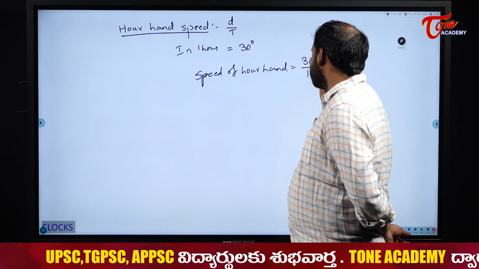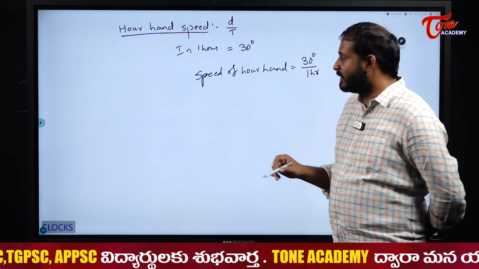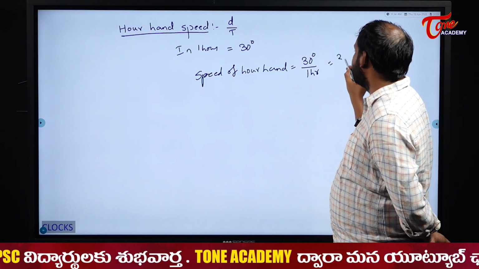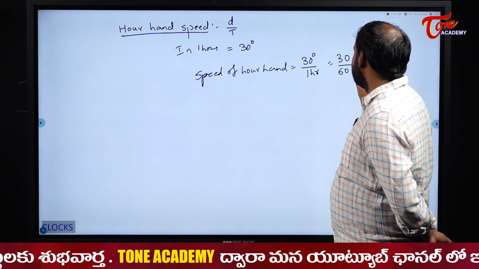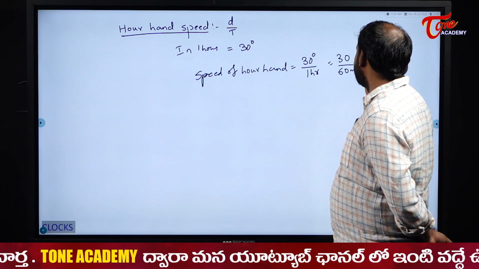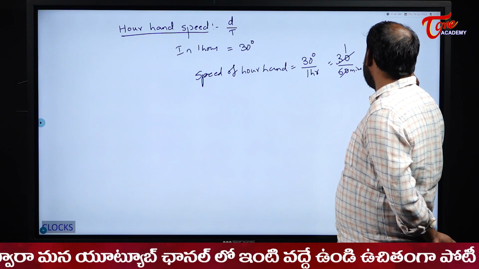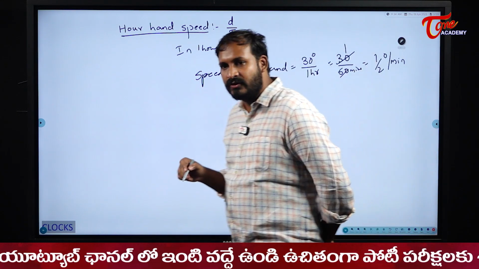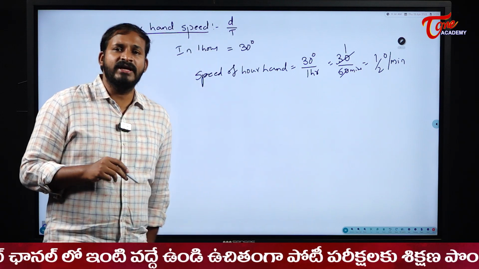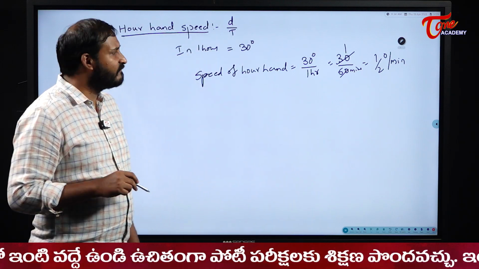So, I will convert these hours into minutes. This becomes 30 by 60 minutes. That means its speed is half degree per minute. My hour hand is going to cover half degree in every 1 minute.